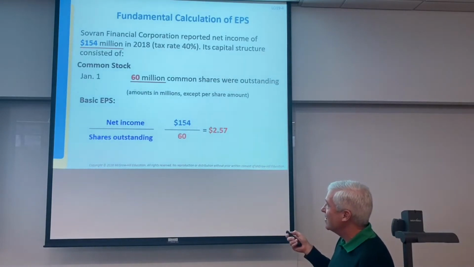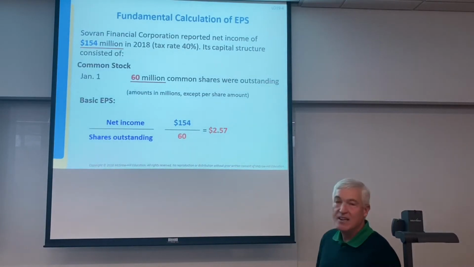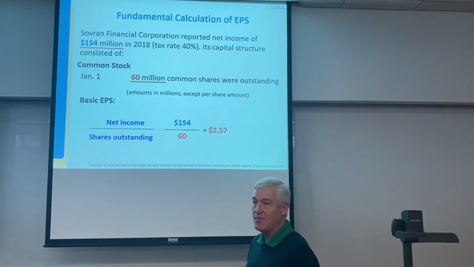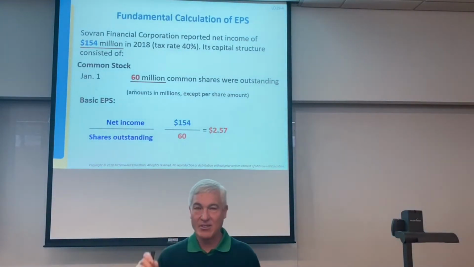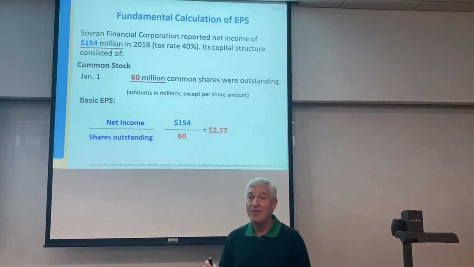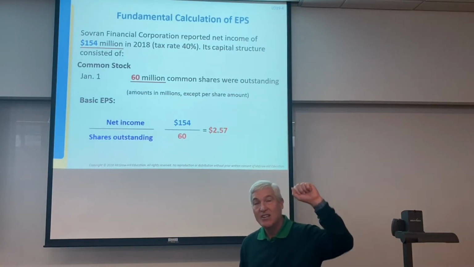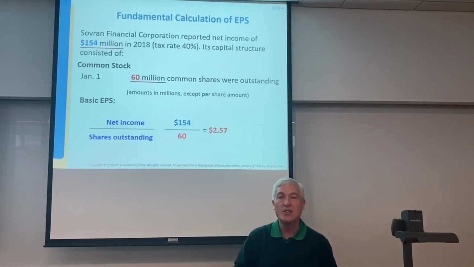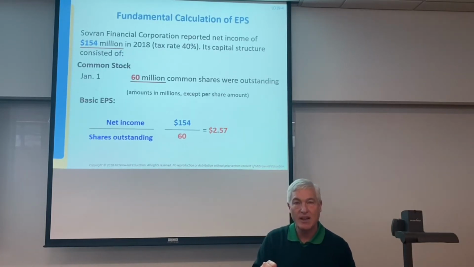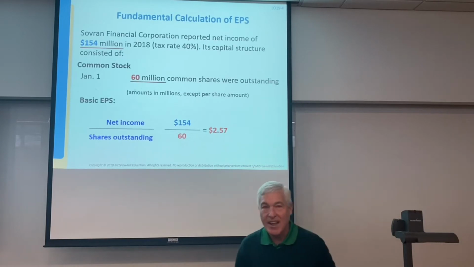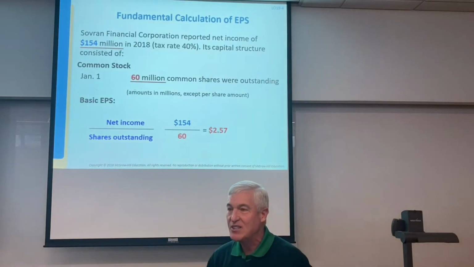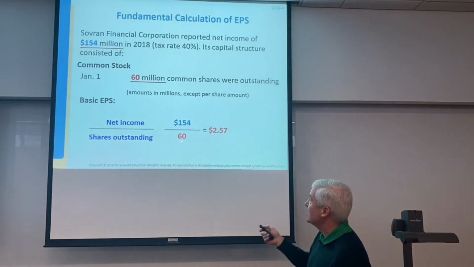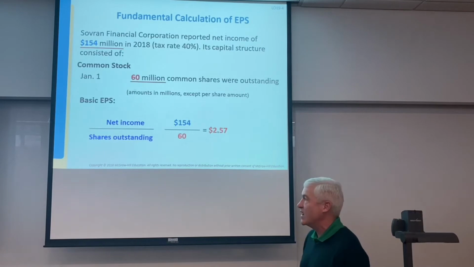So it's just 154 million divided by 60 million shares outstanding. The earnings per share was $2.57. Remember, outstanding shares: what does that mean? From previous chapters, that is shares issued in the common stock account minus shares that we repurchased in the treasury stock account. We only pay dividends on shares outstanding, and only shares outstanding vote. So it's important that we only pick up the outstanding shares here, which has been given to you in this example.